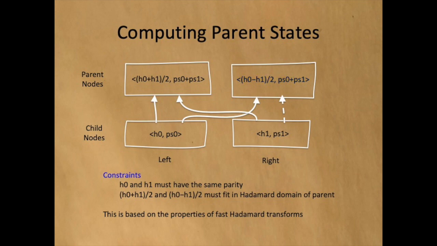As expressed in our video on the properties of fast Hadamard transforms, there are constraints on which child pairs may be combined together. The first rule is that H0 and H1 must have the same parity. The second rule is that the parent Hadamard values must fit within the Hadamard domain of the parent nodes. There are cases where (H0 plus H1) divided by 2 or (H0 minus H1) divided by 2 lie outside of valid parent domains.